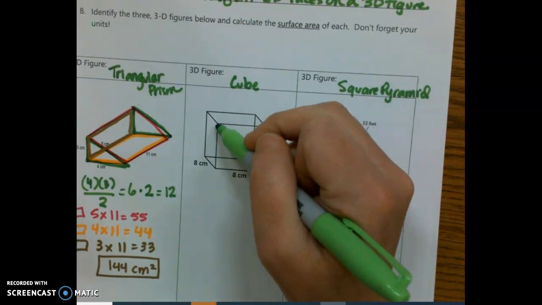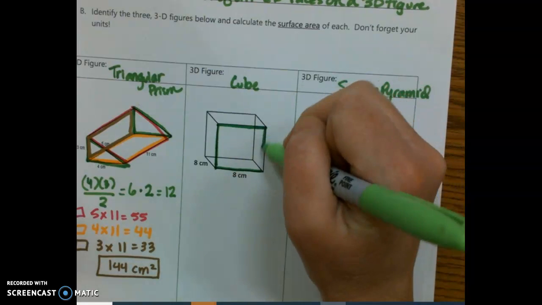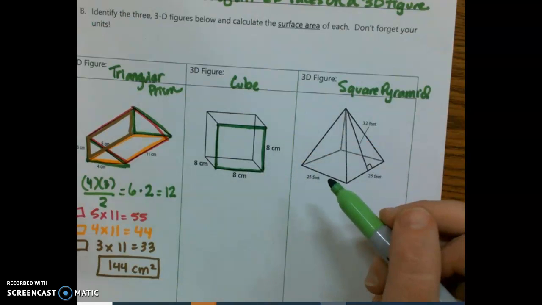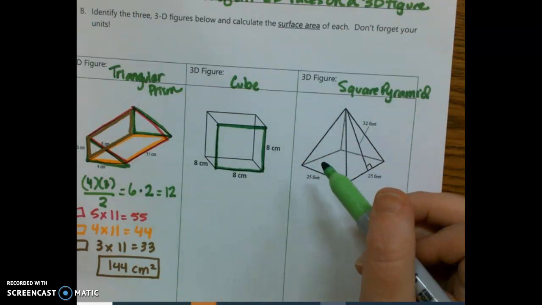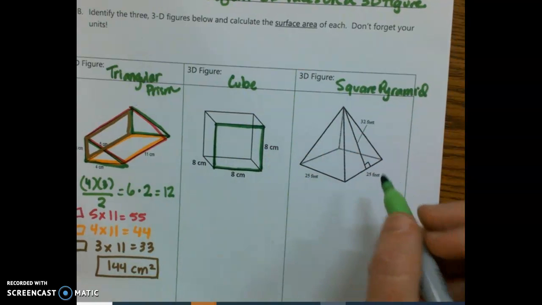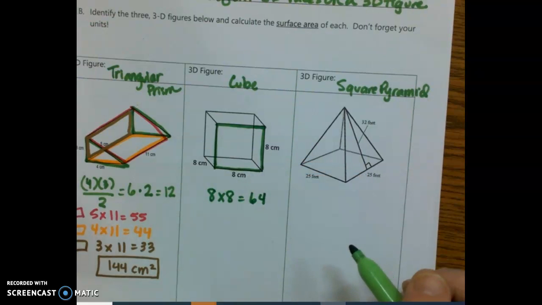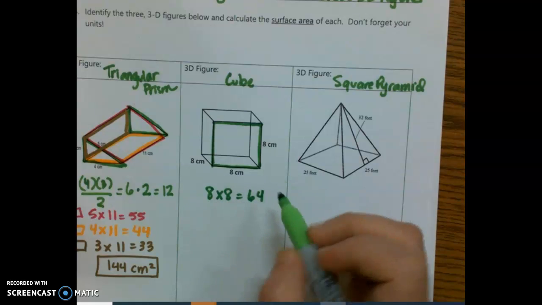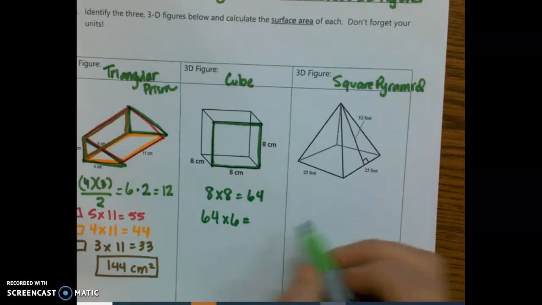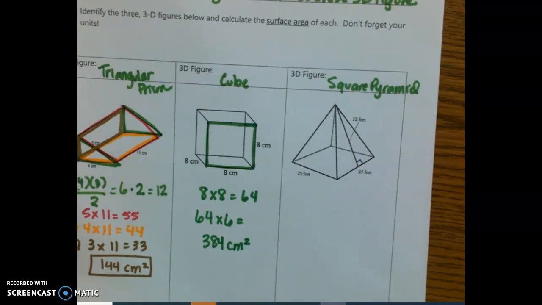Okay, moving to my cube. If I find the area, one thing I notice about a cube is that all faces are equal dimensions. So if I find the area of one face, I can multiply it by 6 to get the total surface area. So the area of this face I've highlighted in green is going to be 8 by 8, which is 64. That's the area of one face. There are 6 faces on a cube. So 64 times 6 will give me my total surface area, which is 384 square centimeters.